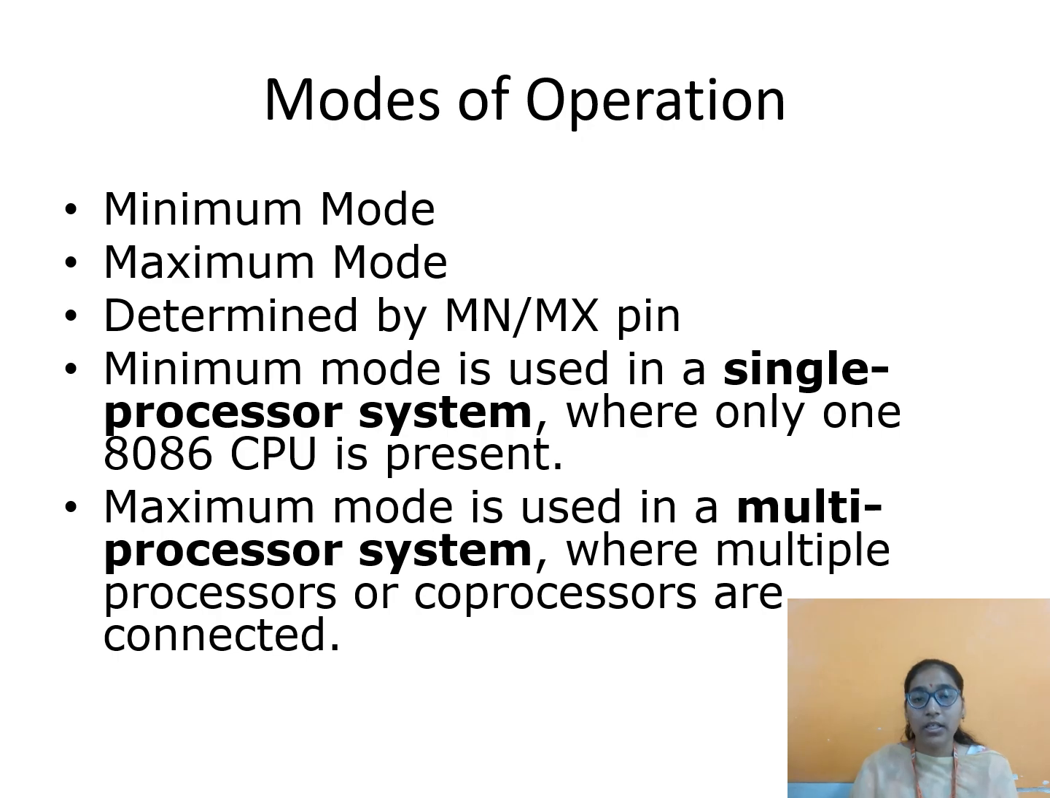Modes of operation. There are two types of modes of operation, minimum mode and maximum mode. The minimum mode is a single processor system where only one 8086 CPU is present. In maximum mode, it is a multiprocessor system where multiprocessors or co-processors are connected. They are determined by the MN/MX pin.